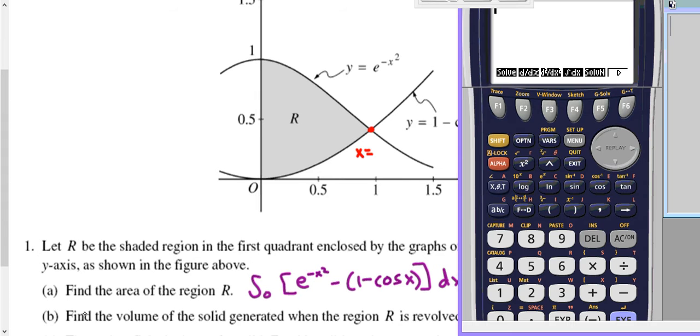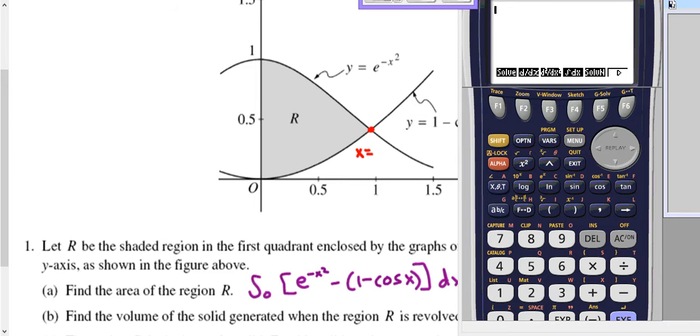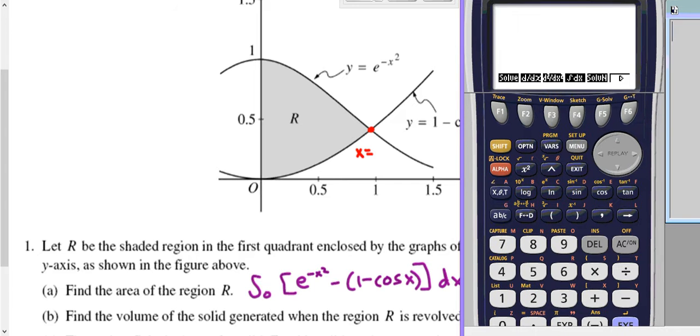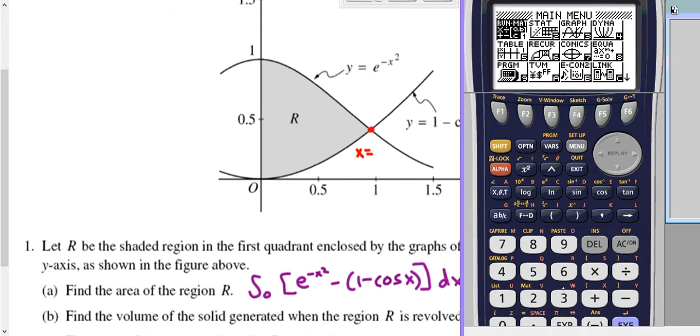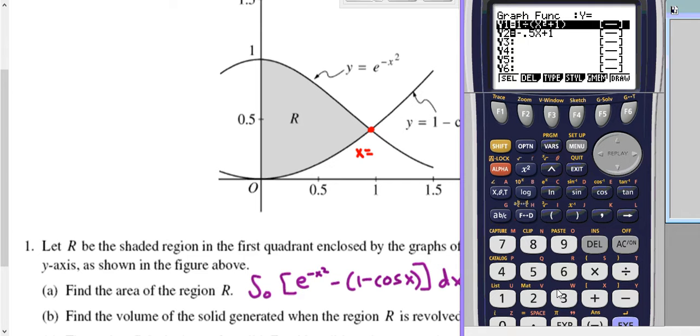So I'm going to grab my calculator, and I'm going to graph this. Let's move this calculator down so we can see. There we go. All right, so I'm going to go to the menu. I'm going to go to graph. And I'm going to put in e to the negative x squared in y sub 1. And then in y sub 2, I'm going to put 1 minus cosine of x.